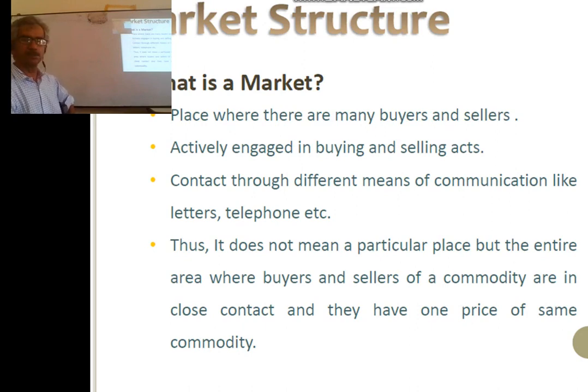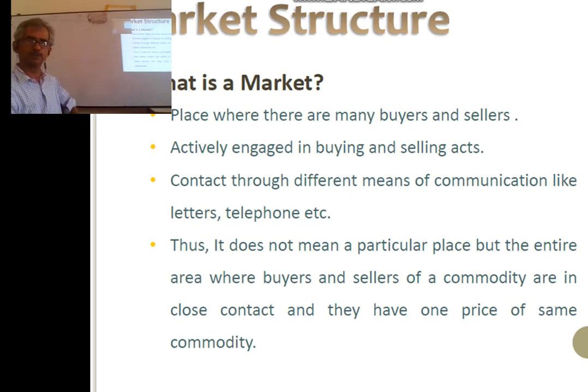So a market is a place where buyers and sellers are actively engaged in buying and selling acts. It is a place where buying and selling of goods and services takes place. So the buyers and sellers are actively acting, and what kind of acting are they performing over there? The buyers are buying, and the sellers are selling.